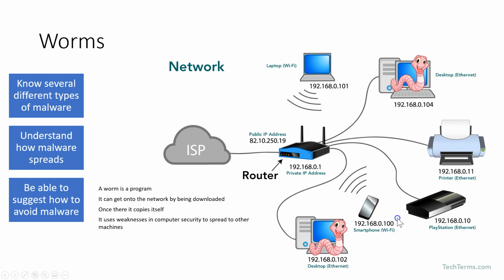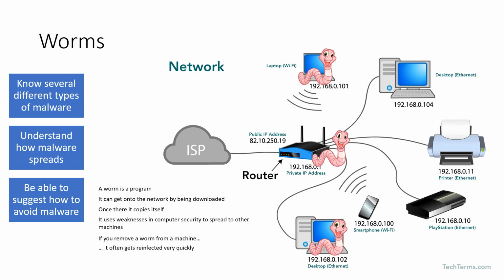And it doesn't just stop with one machine, it just keeps on going until all the machines in the network are infected. This makes things very difficult because, yes, you can wipe a worm off one machine, but as soon as you do that, one of the other machines will be making a copy and will be spreading it back on. So it's very, very difficult to get rid of them.